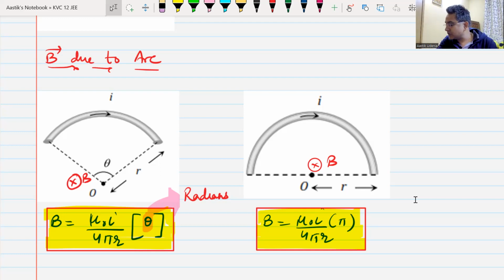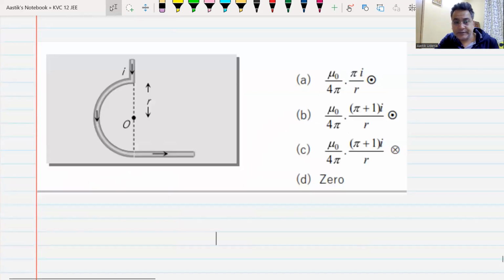Let me give one or two questions on that sheet and let us try to solve it. This is the first question that comes. That is question number 2 from the sheet. You have to find the magnetic field at the center point O. I'll give you 2 minutes. Solve the question.